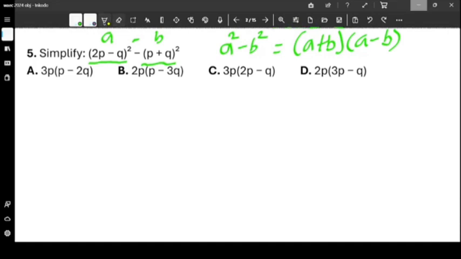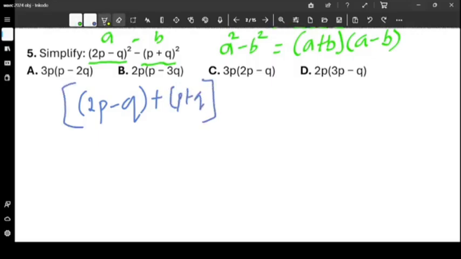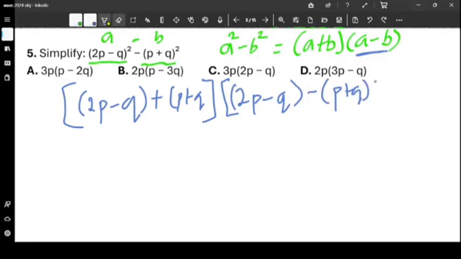So my first term will be equal to, since it's a difference of two squares, 2p minus q, that's my a, plus b, which is p plus q. So this is one side of the bracket times the other side of the bracket, a minus b. So I'm now going to have my a, which is 2p minus q, minus the b, which is p plus q.